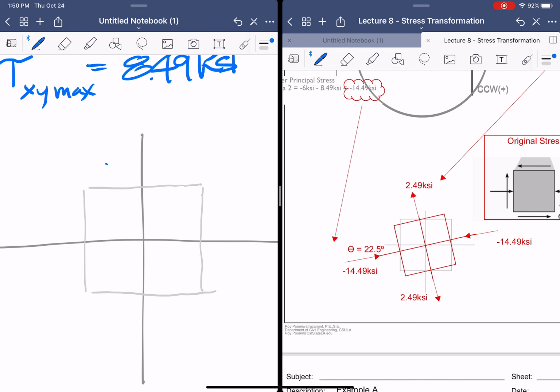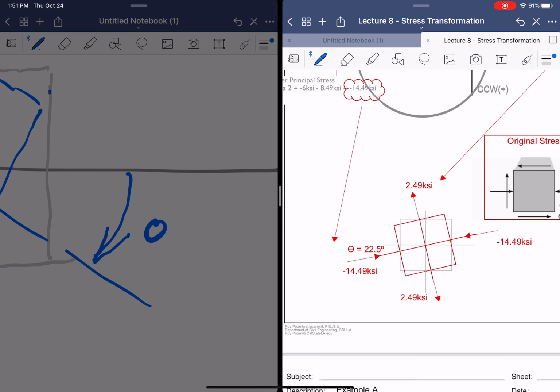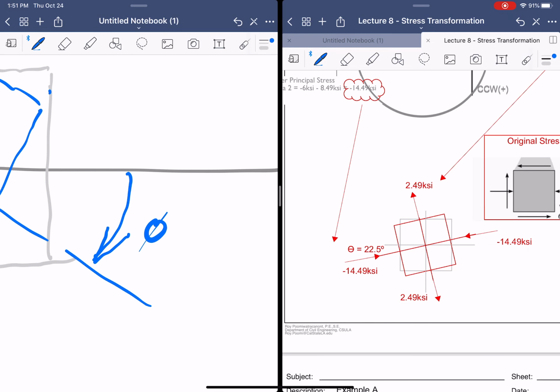And it's also going to be 22.5 degrees because it's 45 degrees, which is equal. This just happens to be 45 degrees, but if not, the thetas would actually be different. So we know that theta is equal to 22.5 degrees.